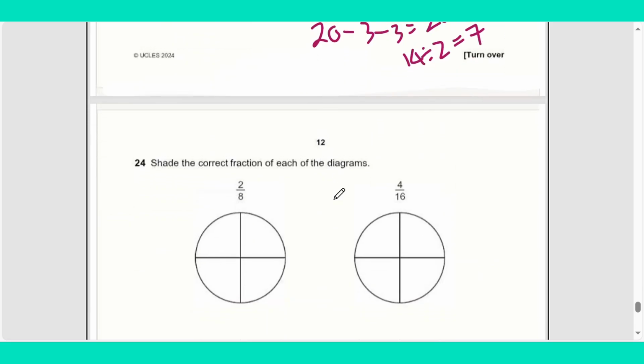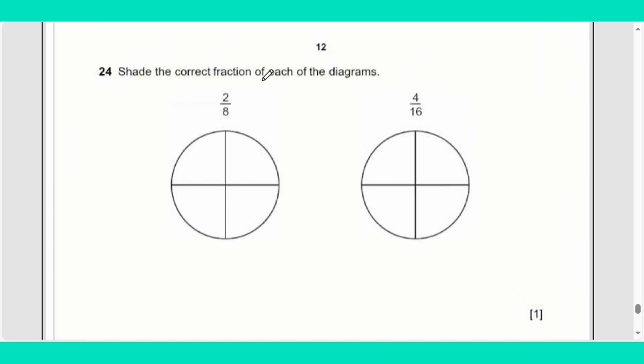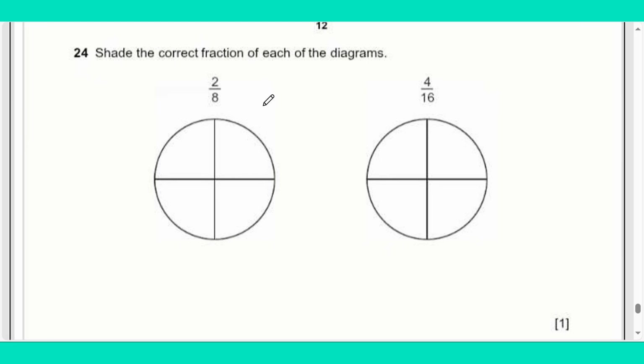Alright, let's move on. Now this is our last number for today. Shade the correct fraction of each of the diagrams. Okay, so correct fraction. Let's check out the answer. So the correct fraction is 2 over 8. 2 over 8 will be here. We just have to shade this all. Okay, now this will be the same. 1 over 4.